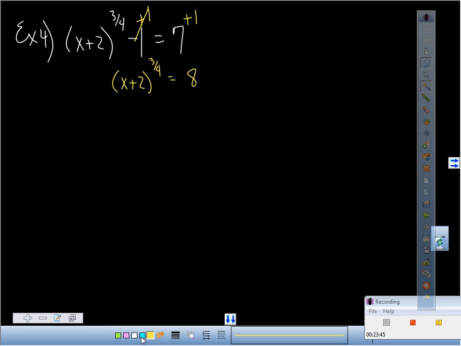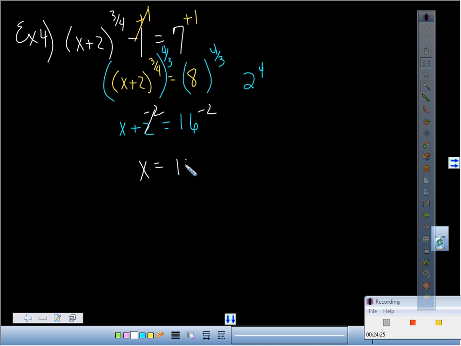Now what am I going to do? Raise it to the 4/3 power, because that's its reciprocal. When you raise powers to powers, you multiply. When you multiply reciprocals, you make 1. So this becomes x plus 2 to the first power, which is x plus 2. Over here, what's the cube root of 8? What's 2 to the 4th? 16. Square it, square it. 2 to the 5th is 32. 16. Now what am I going to do? Subtract 2. And x is equal to 14.